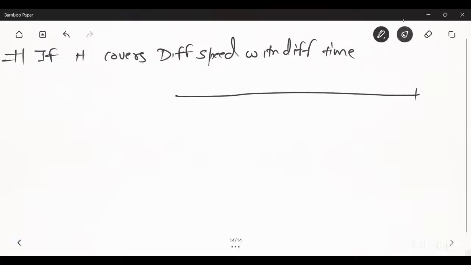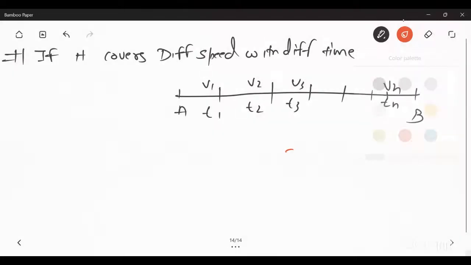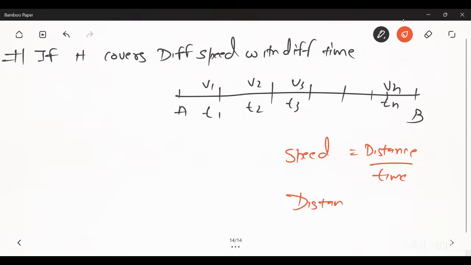Suppose that was point A and point B. It will cover S1 with speed V1 in time T1, S2 with speed V2 in time T2, S3 with speed V3 in time T3, and so on, up to Sn with speed Vn in time Tn. So we know that speed is equal to distance upon time. Here, the distance is not given, so distance is equal to speed into time. So for S1, we know that it is V1 into T1.